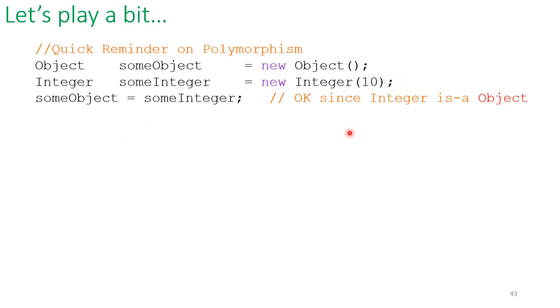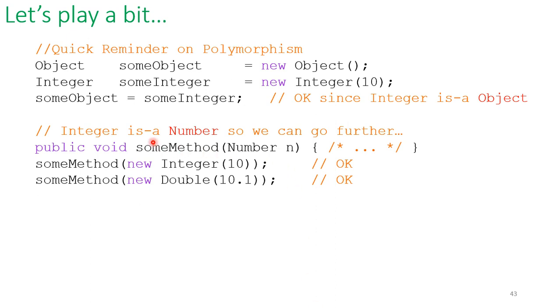And then this is key to polymorphism. Because an object of class Integer is from a class that inherits from the class Object, we have this is-a relationship. An Integer conceptually is a type of Object. So we can assign our reference someInteger to the reference variable someObject. This is key to polymorphism.